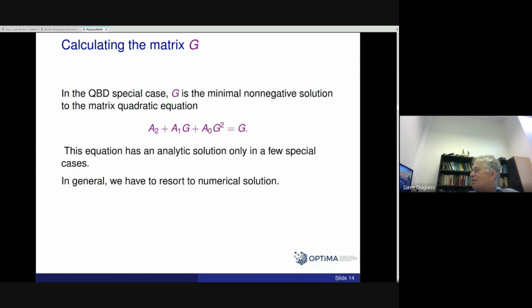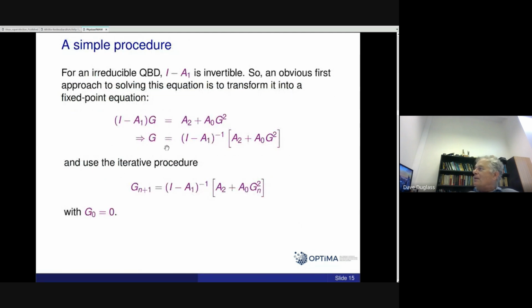But the next approach is to note this, take the A1G over to the left-hand side, and then multiply by (I minus A1) inverse, and you've got another expression for G in terms of itself. And here's an iterative procedure that you could use. You could start off with G0 equals 0, put it in here, get G1, put G1 in here, get G2, and just follow that recursion.